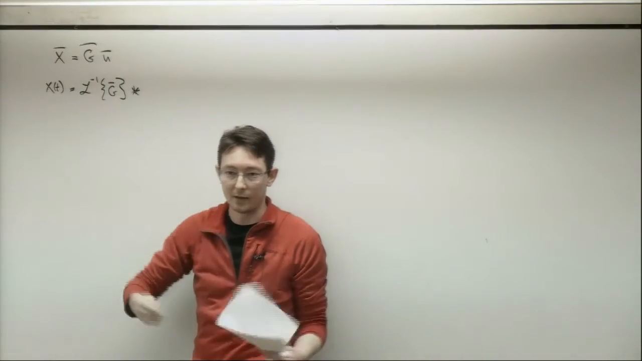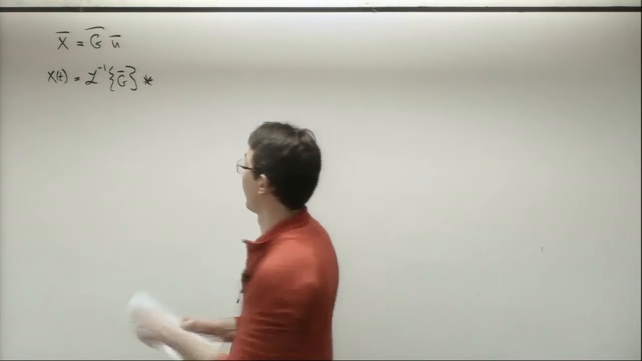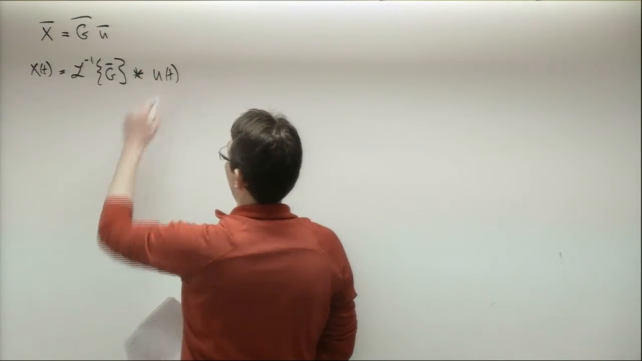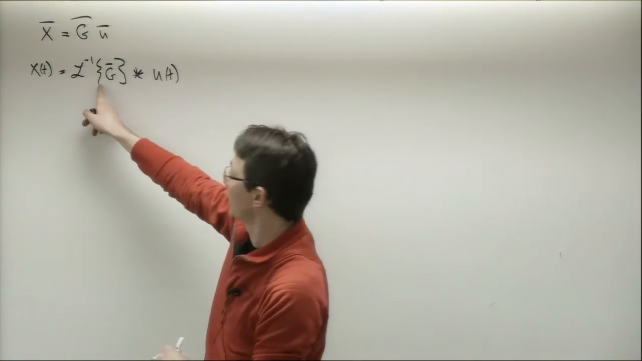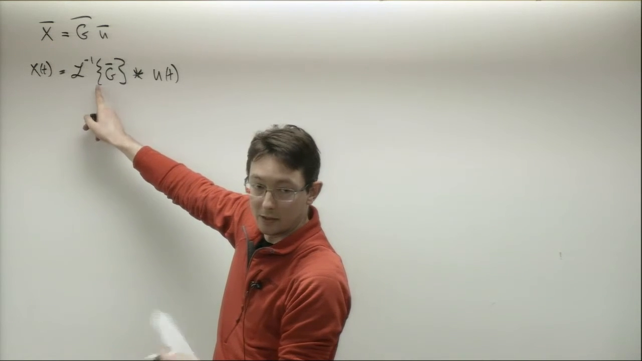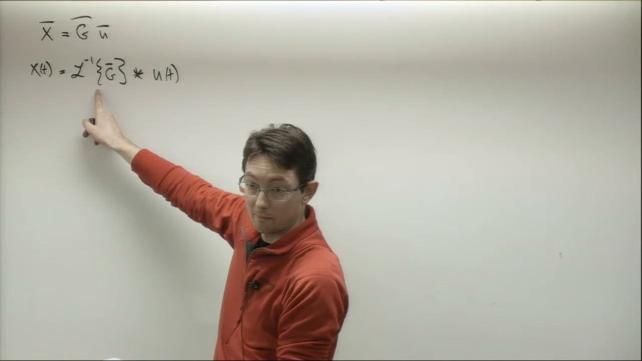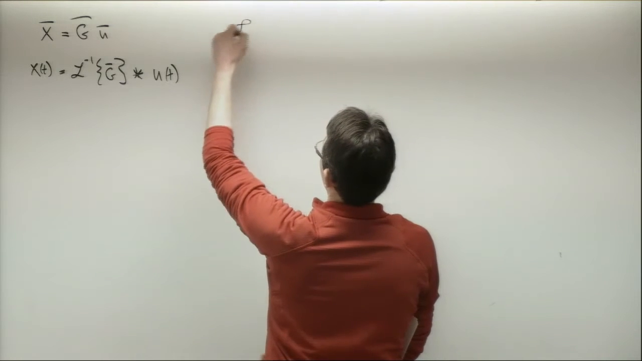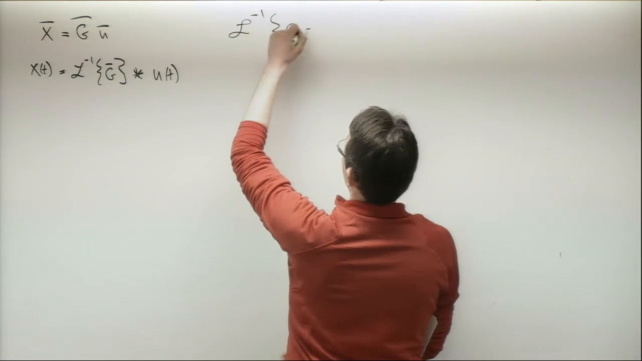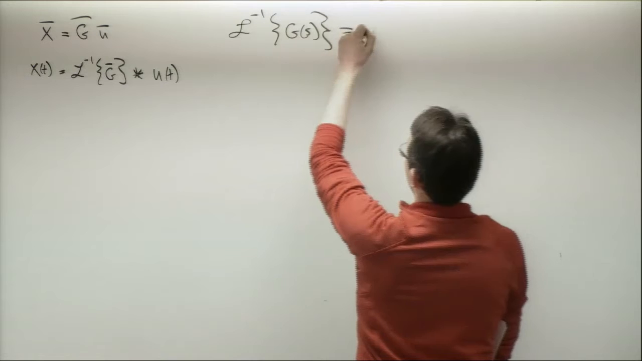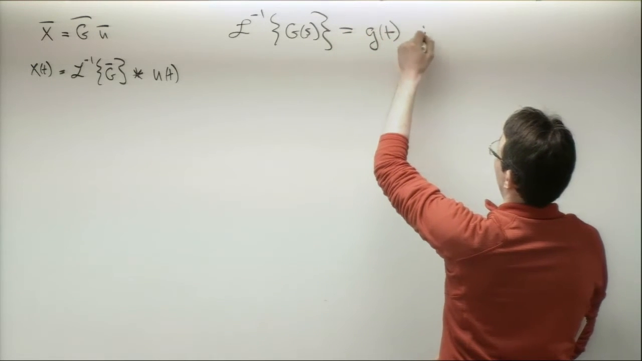It's just u of t. It's my input in time. So it's convolved with u of t. Now, the inverse Laplace transform of my transfer function is this really special thing called the impulse response. Inverse Laplace transform of g of s is this really special thing called the impulse response.